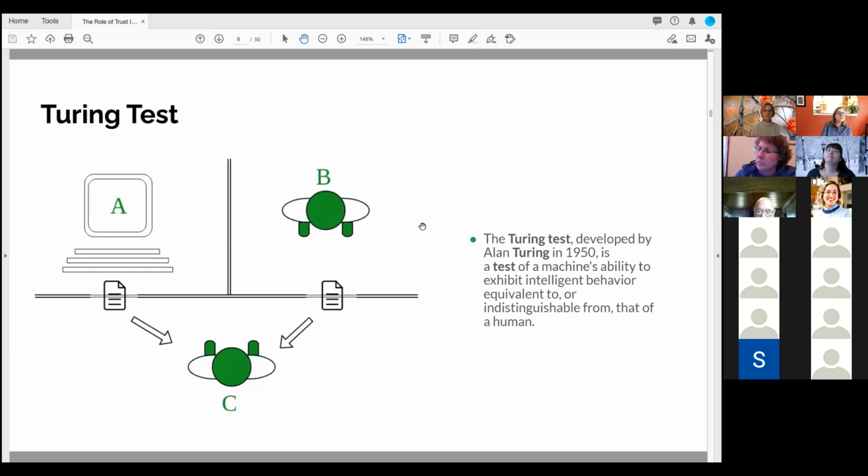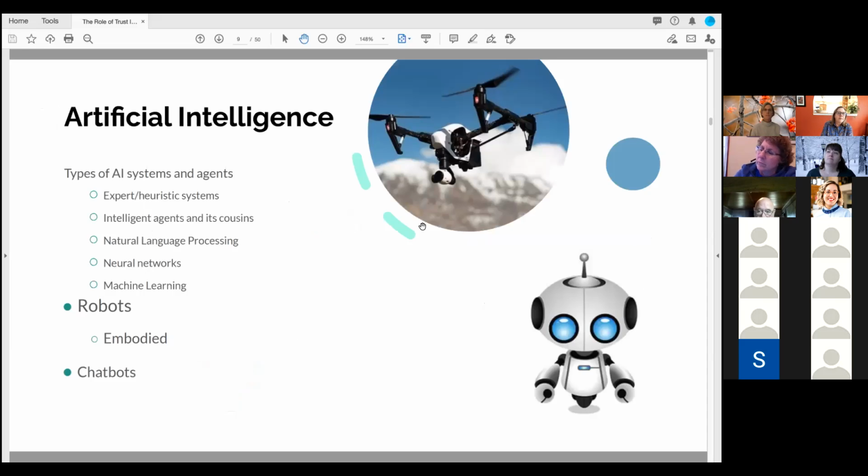So there's a whole bunch of different components of artificial intelligence. I'm just going to hit on a couple at a real high level, and that'll be expert systems, intelligent agents, natural language processing, neural networks, and machine learning. Robots and chatbots we'll hit real quick, but we won't focus on so much.